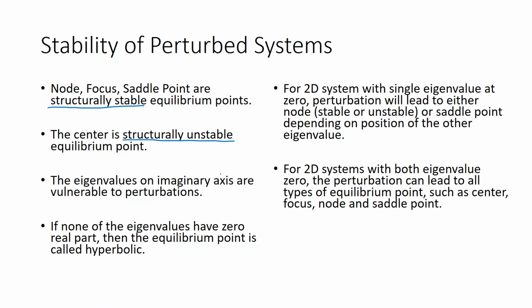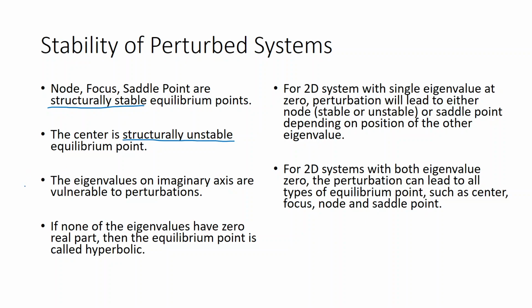Either it will become a stable focus or an unstable focus. It may also become something else. And node also it can become, depending on the exact location of the eigenvalues, whether they are very close to zero. So it is structurally unstable. Now it will not remain a center anymore. That is all we need to understand.